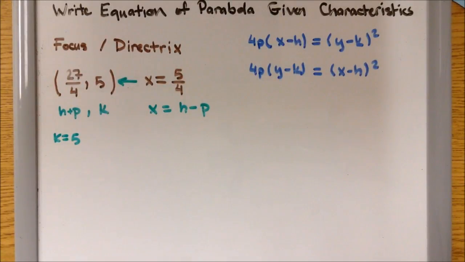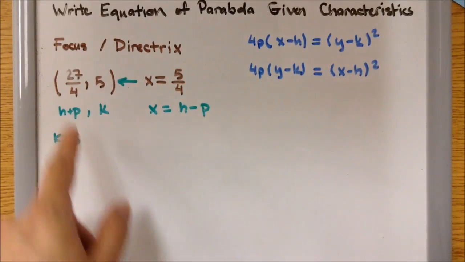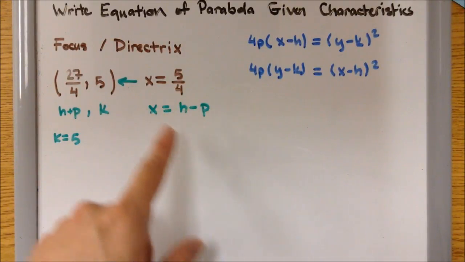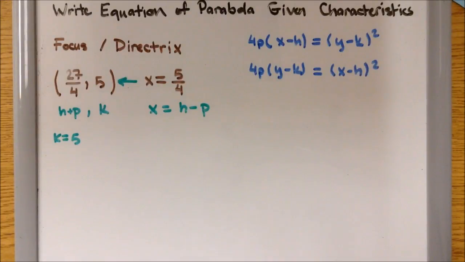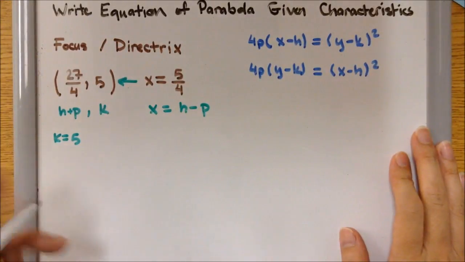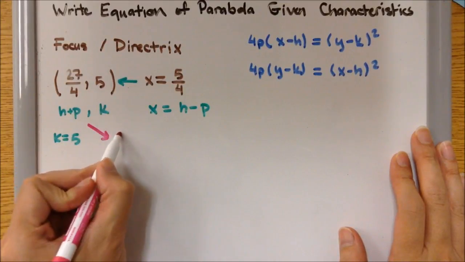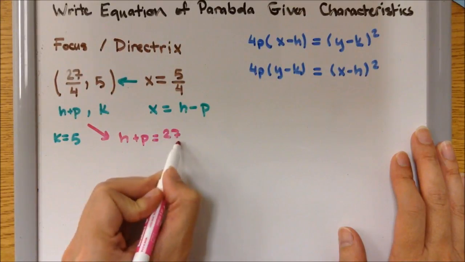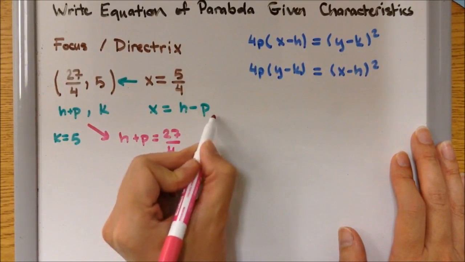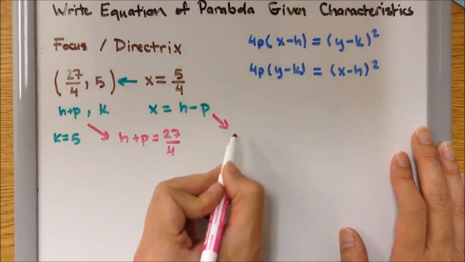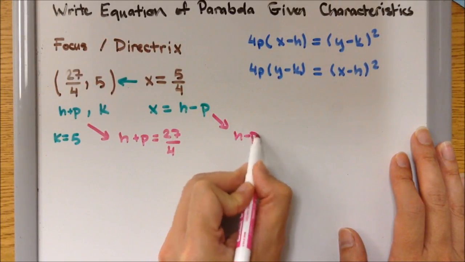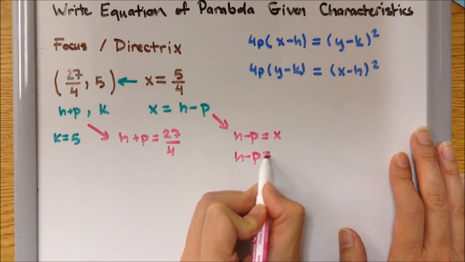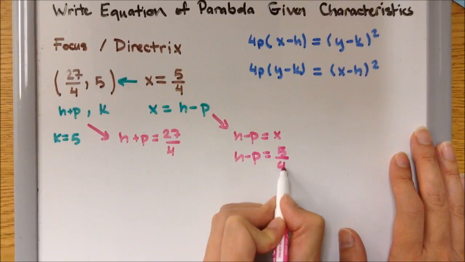Alright, so what I'm going to do is use the 27/4 because we have to find h and p, and I'm going to use 5/4 to help find h and p. So here, h plus p will equal 27/4. And then here I'm going to flip the sides, so it's going to be h minus p equal to 5/4.